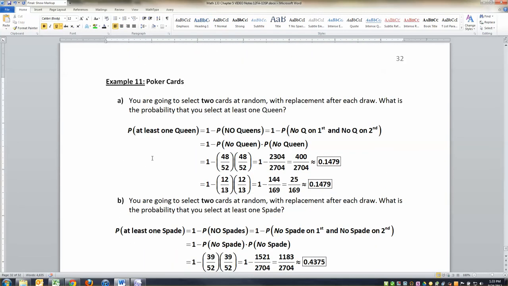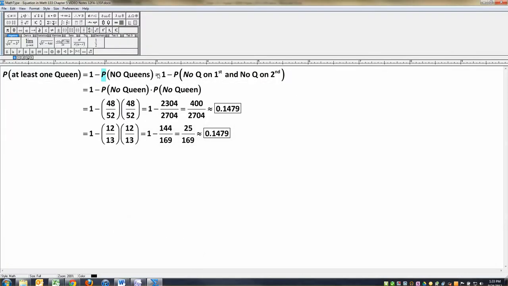All right, last problem. What about poker? Everybody always wants to know about poker cards. Well, I'm going to show you how complicated it can get very quickly. Suppose you're going to take 2 cards at random, and again I'm going to do it with replacement. I know in real poker you don't do replacement, but what's the probability that you get at least 1 queen? Again, with those words, at least 1 queen, what I'm going to find is the chance of no queens. So I want 1 minus the probability of no queen times no queen. I don't want a queen on the first, and I don't want a queen on the second.